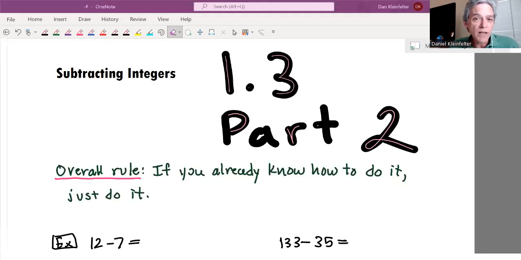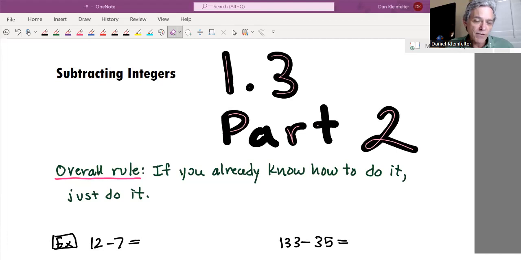Welcome back. In this video, we're going to continue with section 1.3 by working on subtracting integers. So we'll see that basically there's one way to do this, and it's to rewrite our subtractions in terms of addition and take advantage of all the work we put in to learn how to do addition.